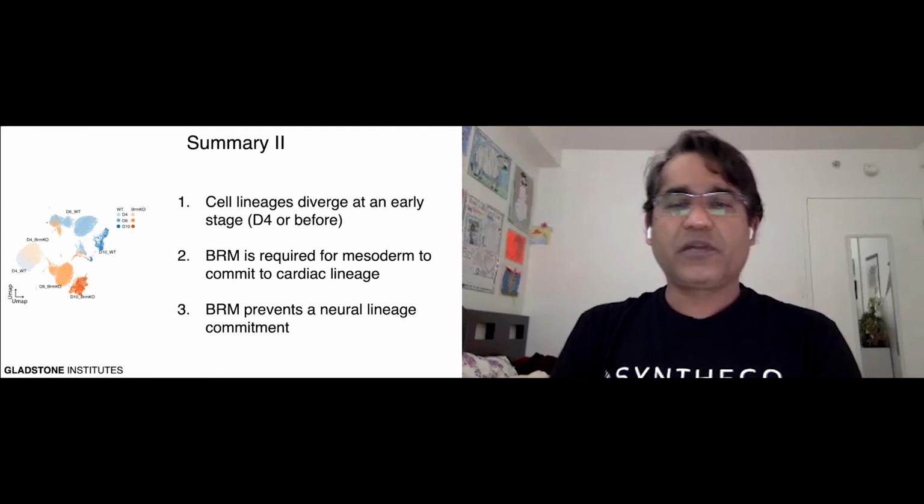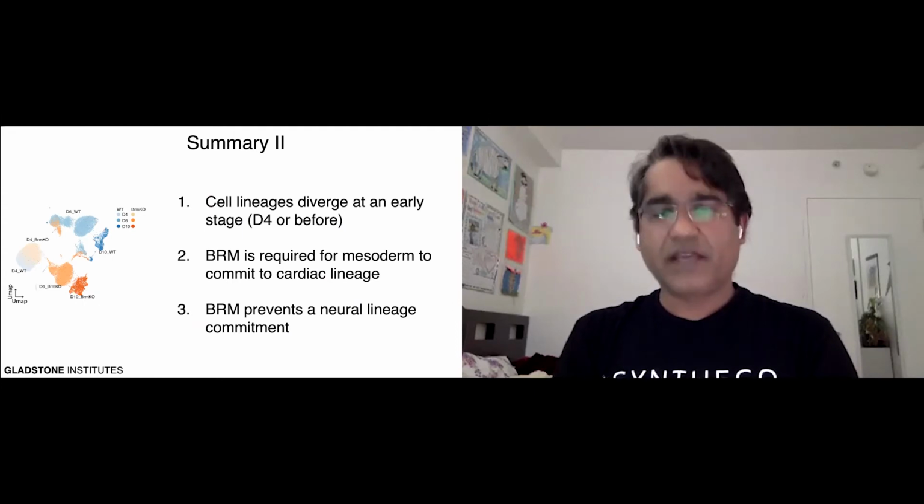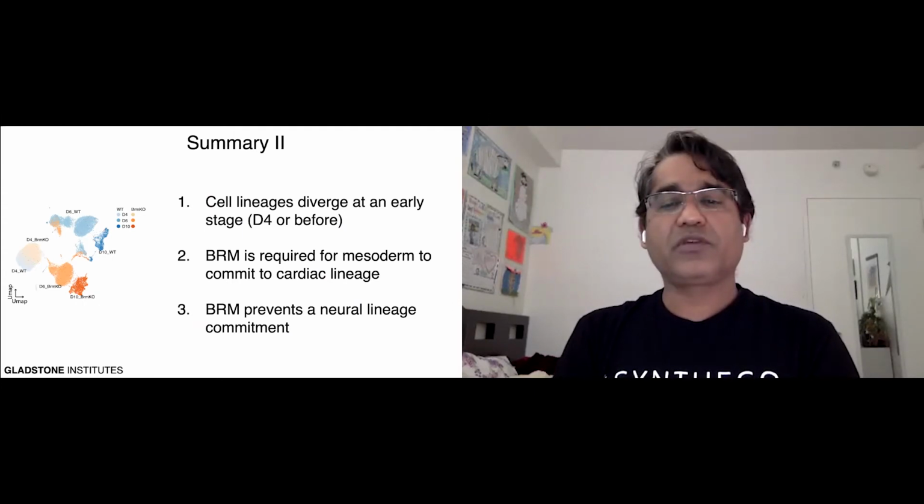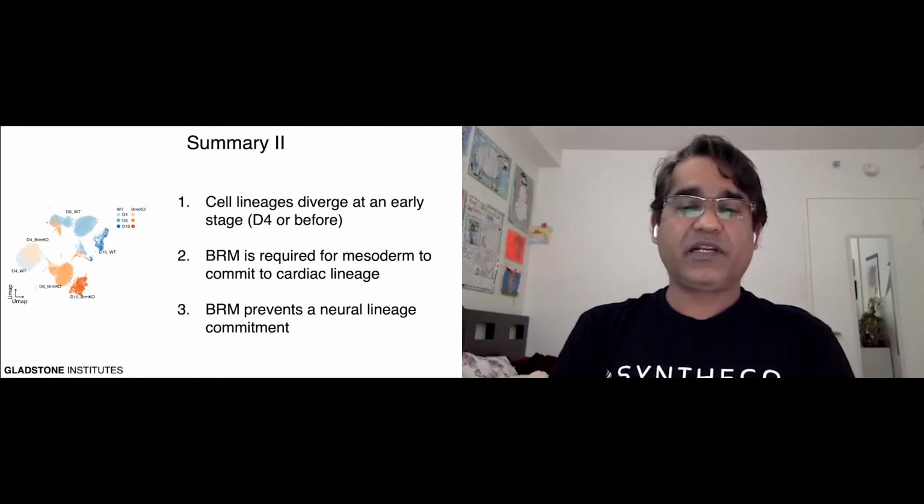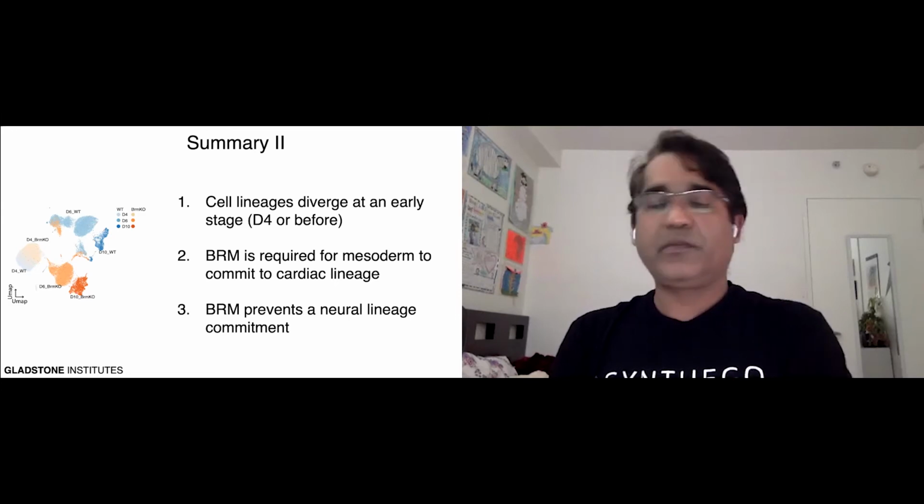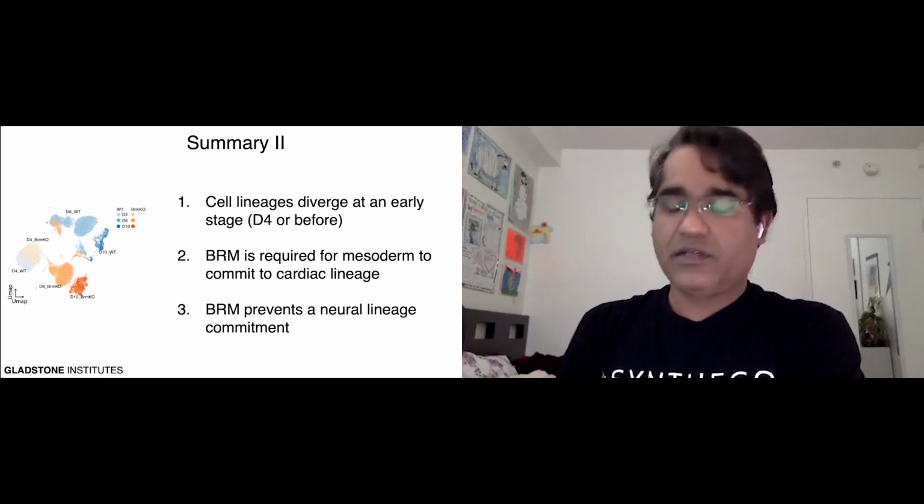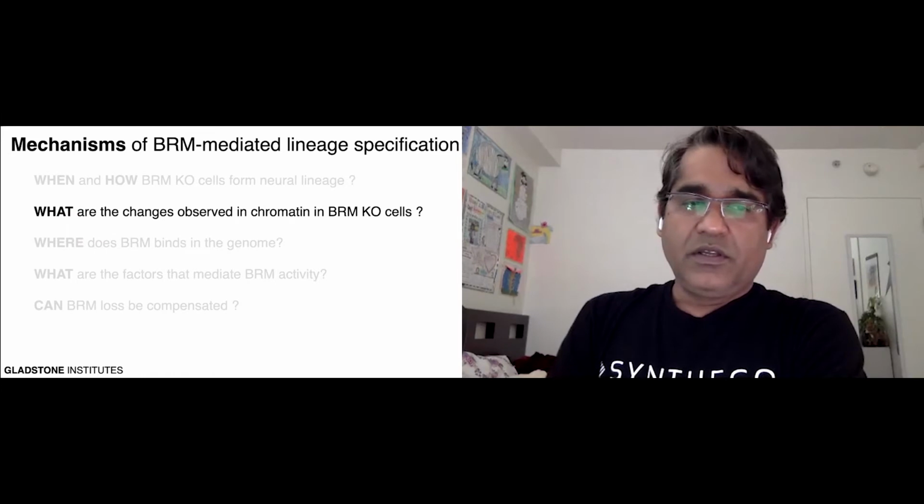To summarize, we found that cell lineage diverges at an early stage, and BRM is required for mesoderm to commit to the cardiac lineage. BRM prevents neural lineage commitment, and in the absence of BRM, neural commitment happens during differentiation.